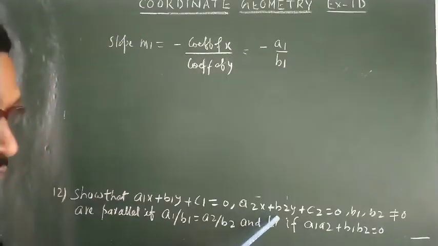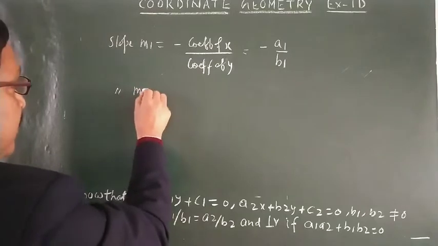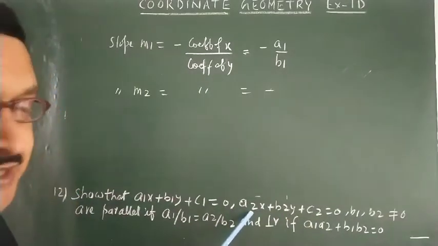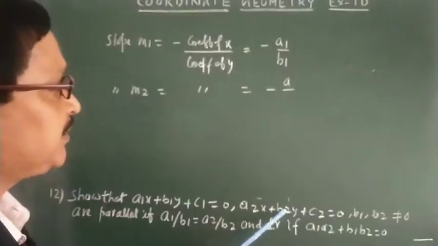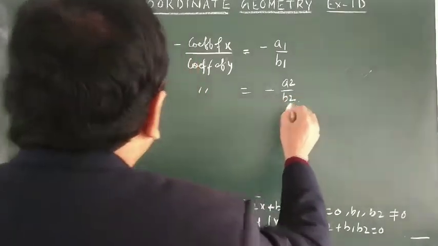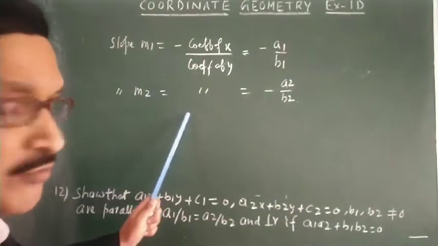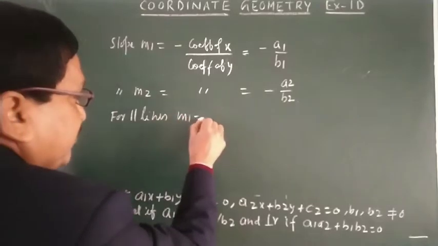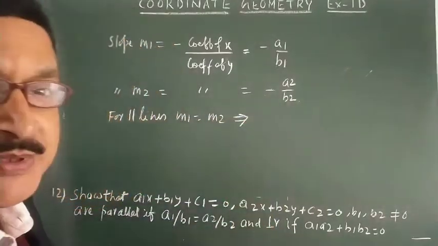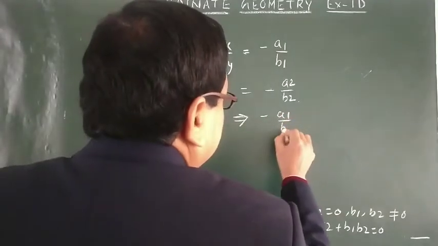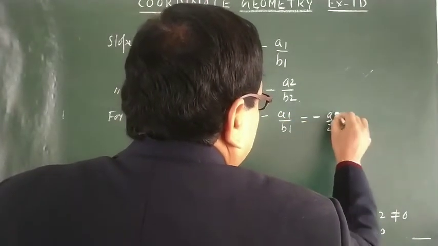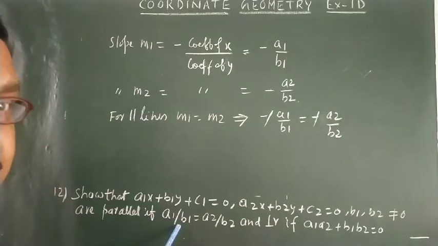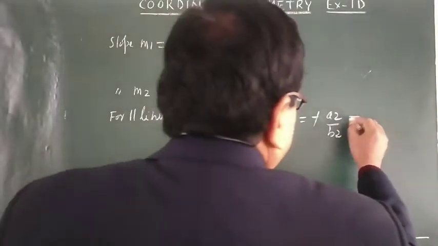Now we are going to find out the slope of the other line, m2. Same formula, negative of coefficient of x a2 by coefficient of y b2, a2 by b2. And we know that for parallel lines m1 is equal to m2. This is well known to us from the previous video. So minus a1 by b1 is equal to minus a2 by b2. Minus cancels. So the proof is ready. a1 by b1 is equal to a2 by b2.